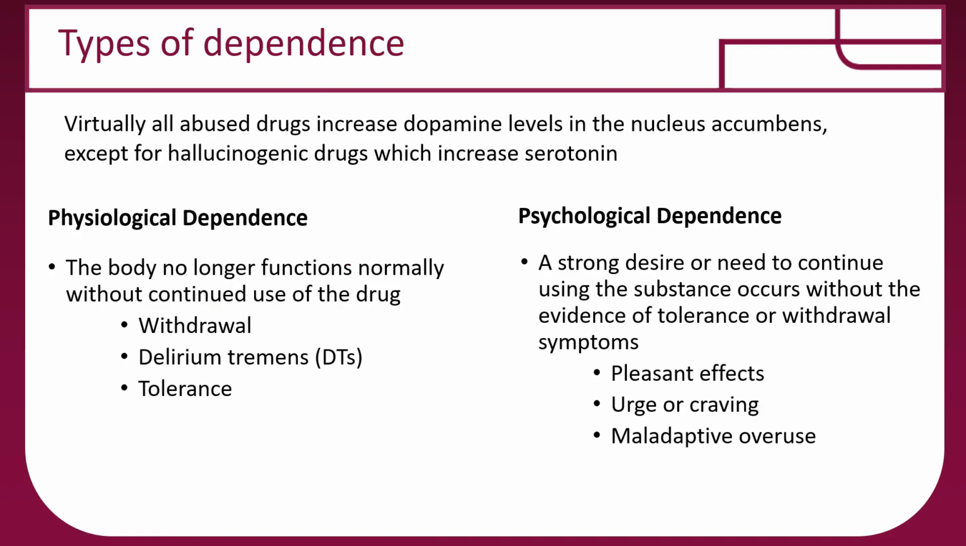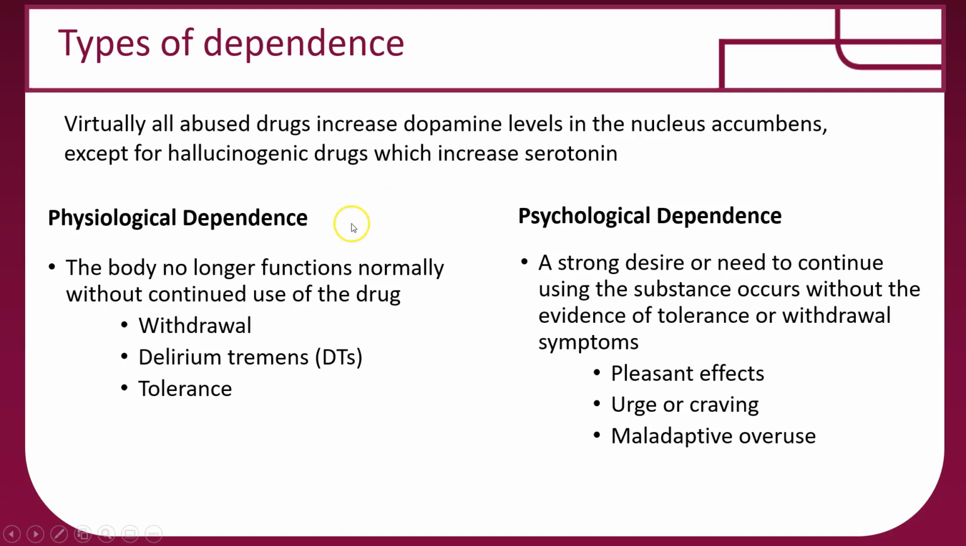In terms of type of drug dependence, virtually all abused drugs, like I said, increase dopamine levels in the area of the brain called the nucleus accumbens. This is the pleasure center of the brain, it's called the nucleus accumbens, and dopamine increased in the nucleus accumbens is what most drugs of addiction do, except for the hallucinogenic drugs, which increase serotonin.